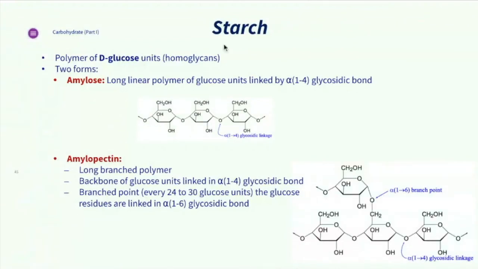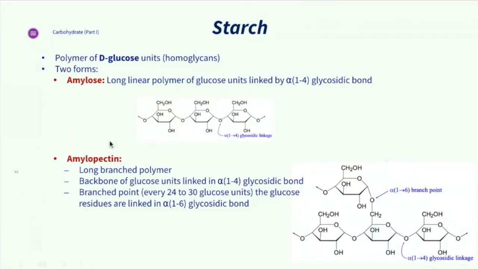Okay, for example, starch, a polymer of glucose units, which belongs to the homoglycan type. There are two forms, amylose and amylopectin. Amylose is a long linear polymer of glucose units linked by alpha 1,4 glycosidic bonds. So the alpha from one glucose at C1 interacts with C4. So its structure naming will be alpha 1,4 glycosidic linkage of the glucose in starch.